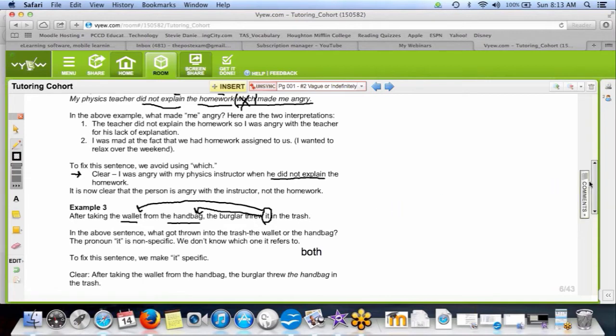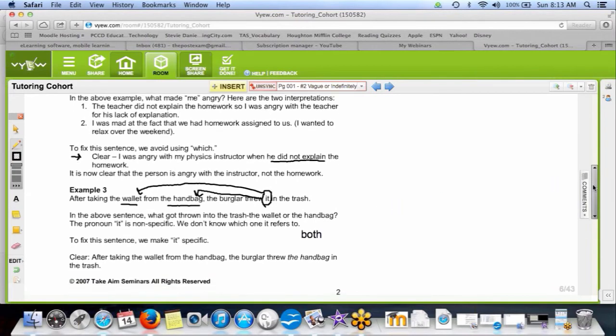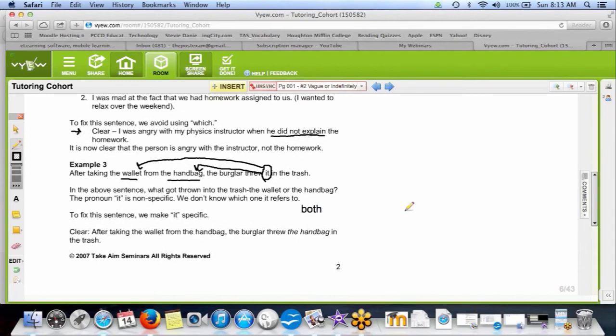So to fix this sentence, we're going to take out it because it is our vague pronoun. So we're going to come down here and say we make what it is very specific. So after taking the wallet from the handbag, the burglar threw the handbag in the trash. So we just replace it with a particular name. I could have written this sentence, after taking the wallet from the handbag, the burglar threw the handbag in the trash. Right? I could have said that.